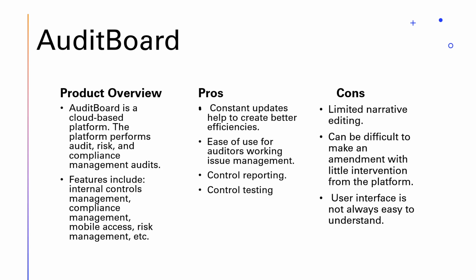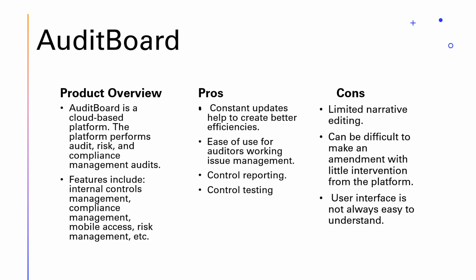Some of the pros that I had found on Audit Board were it was easy to use as an efficient tool, as there were constant updates going on automatically. It was user friendly, control reporting, control testing. Some of the cons that I had found was it can be difficult to amend different risks with little intervention from the platform. So from what I understand, if you want to make an amendment to a risk that you are compiling or configuring in the system, it's difficult to do so, and there's very little help from the program itself. So it sounds like it's a manual thing.